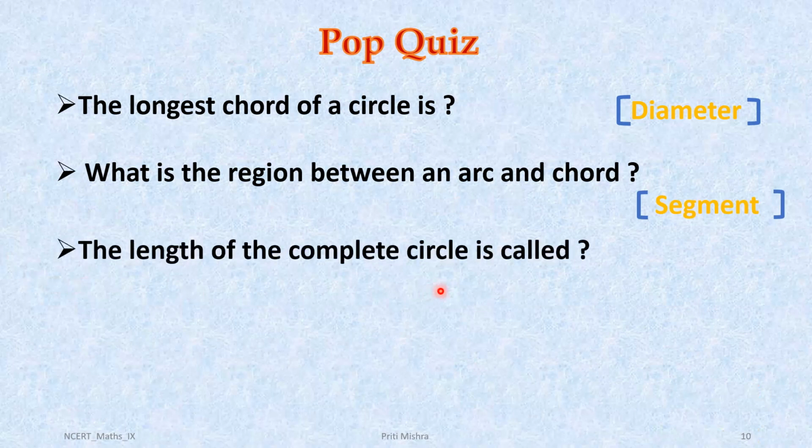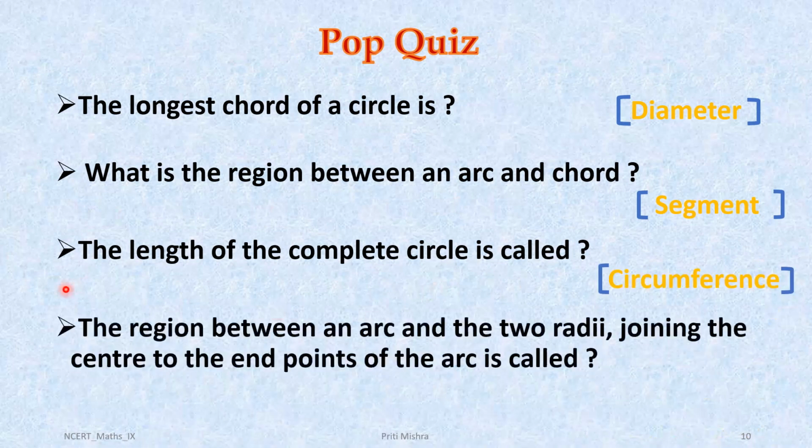Next question, the length of the complete circle is called what? Circumference. Last question, the region between an arc and the two radii joining the center to the end points of the arc is called what? Sector.